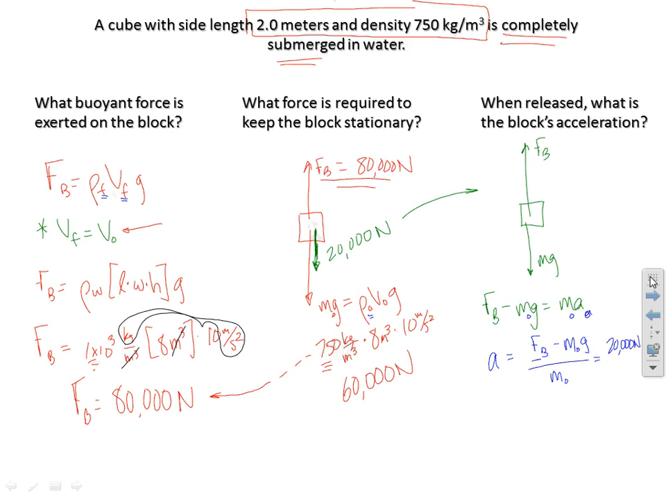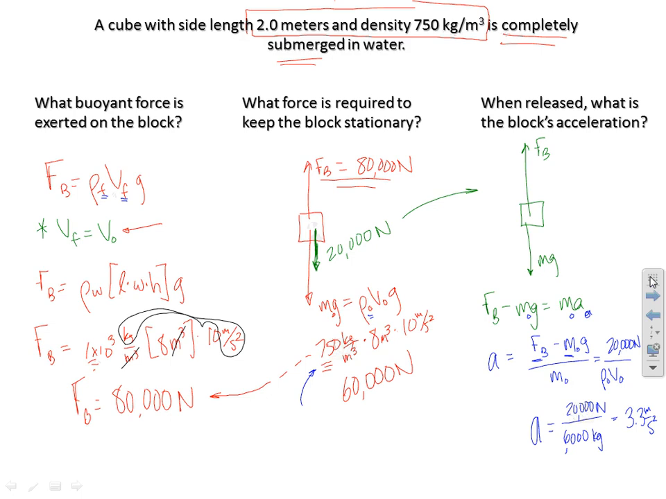F_B was 80,000. The weight of the object was 60,000. m object, well, rho object times V object, that's our 750 times 8. That's 6,000, yeah, 6,000. So that's 20,000 newtons over 6,000 kilograms. 20 over 6 is what, 3.3? Okay?